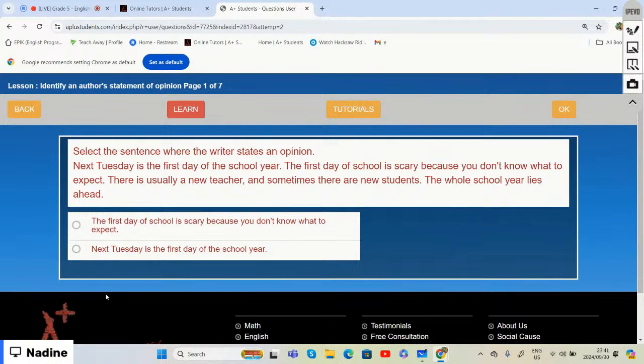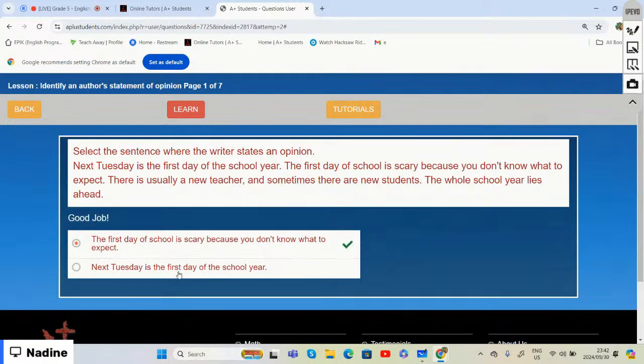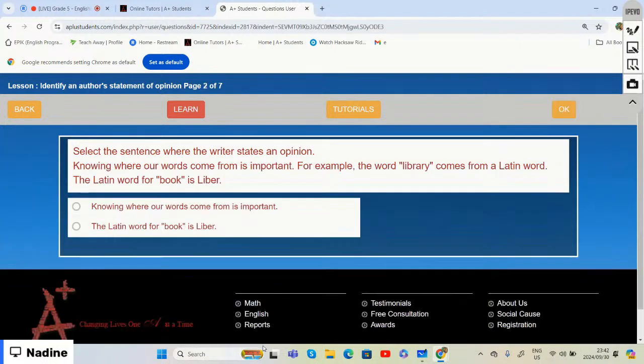All right, if we were to select the sentence where the writer states an opinion, we will go with option one, which is the first day of school is scary. And earlier on, you guys gave me your opinion, where some of you said school is mid, some of you said school is exciting because you love learning, and some said the other learners are bullying you. So remember, those are different opinions because everybody has their own opinion on the first day of school. So well done, option one is correct.